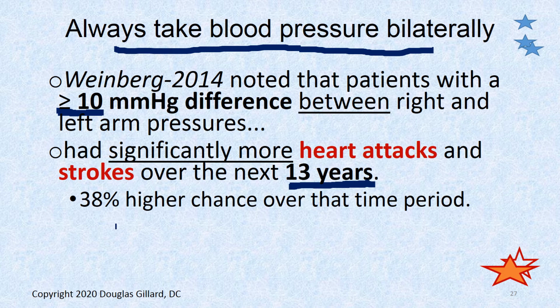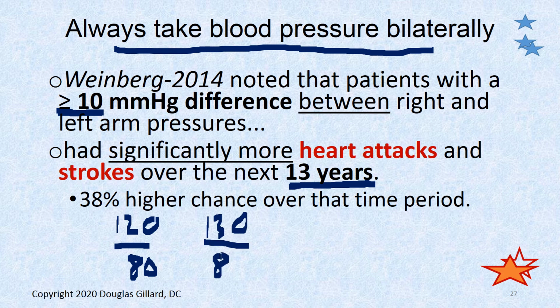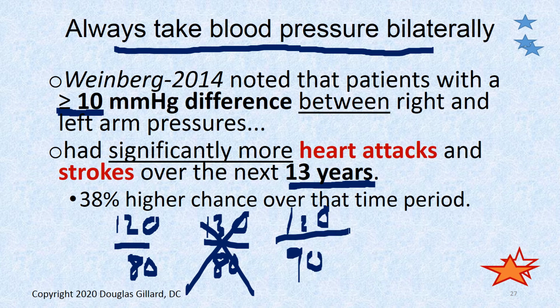But it's significant. So if you have a patient who is 120 over 80 in one arm, the right arm we'll say, and then in the other arm he's 130 over 80, you got to be careful. I mean, repeat it to make sure it's true. But he would fall into this Weinberg study. Or let's say he was 120 over 90. He would also fall in the study.